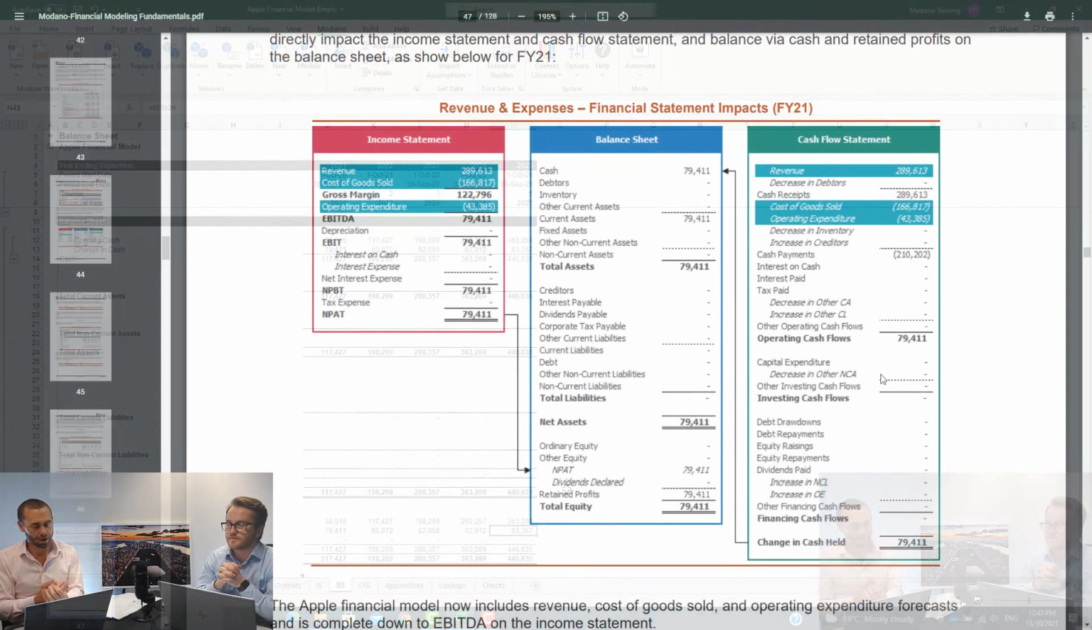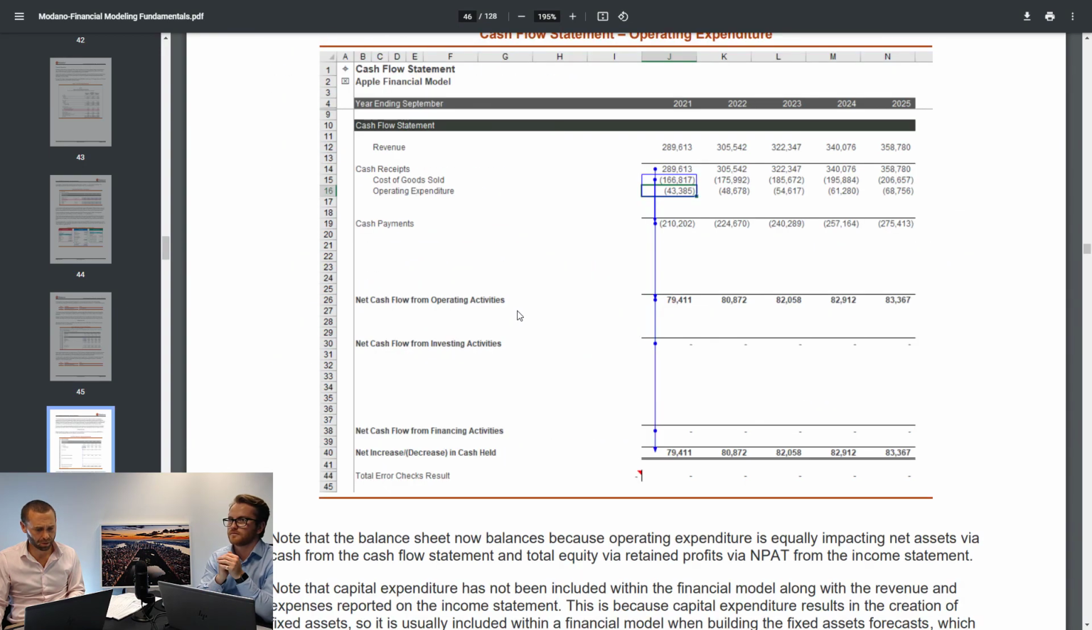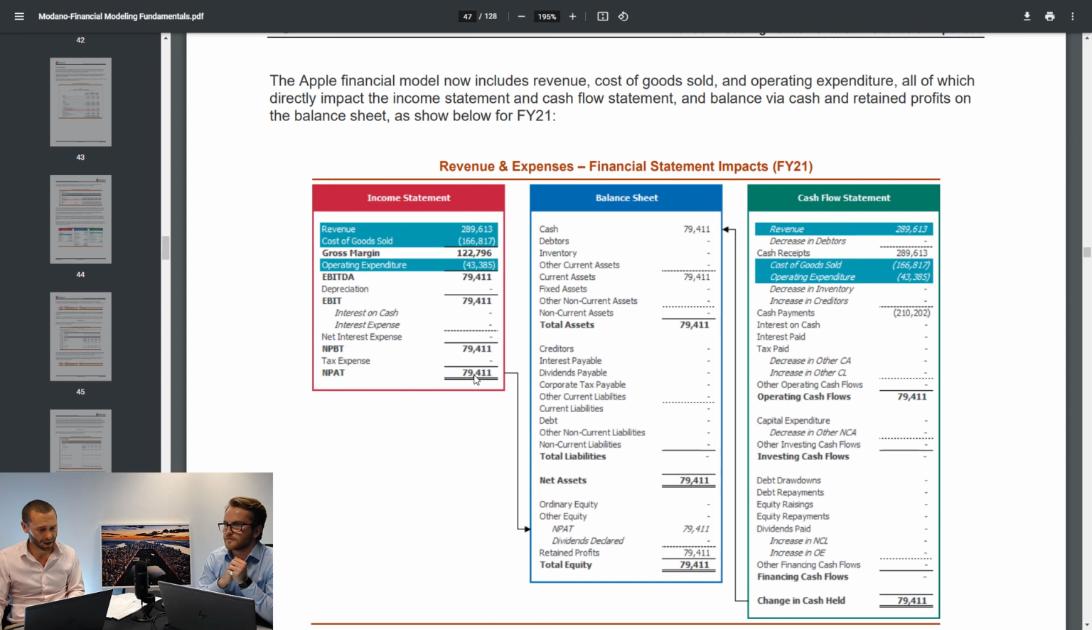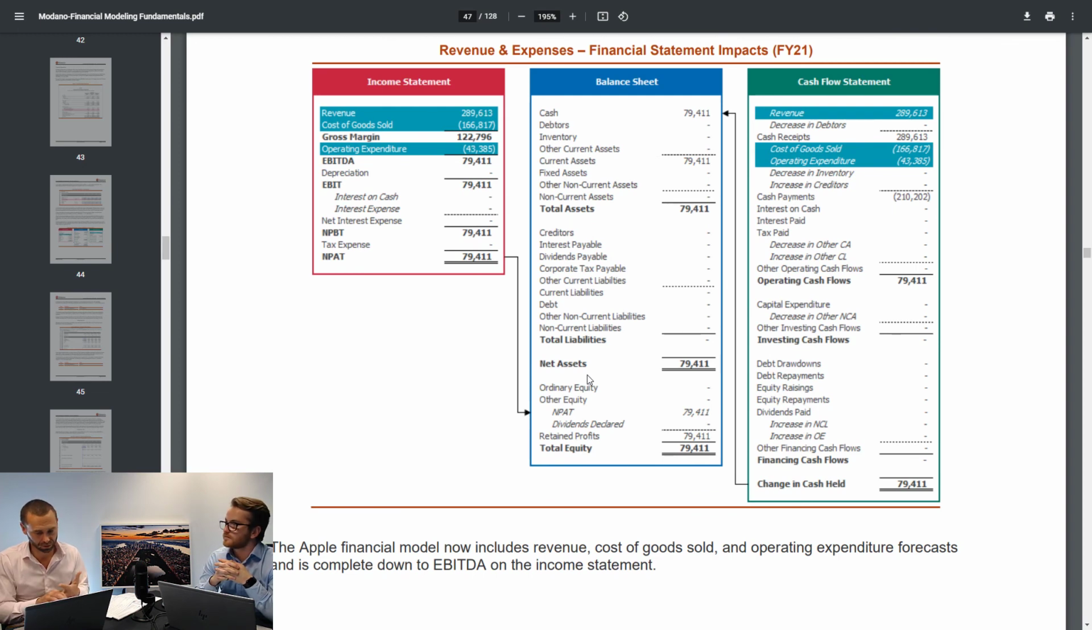Now, if you look at my screen, you can see the combined financial statement impacts of those three different revenue and expense items. We have the 79,411 coming through the income statement as net profit after tax, swimming down to NPAT into retained profits and increasing retained profits by the 79,411. And we have our change in cash held swimming up to cash, which increases assets, and our change in net assets equals our change in total equity. Perfect. And now our Apple model includes the financial statement shells, revenues, cost of goods sold, operating expenditure, and we're complete down to EBITDA. So it's now time to incorporate the working capital adjustments.